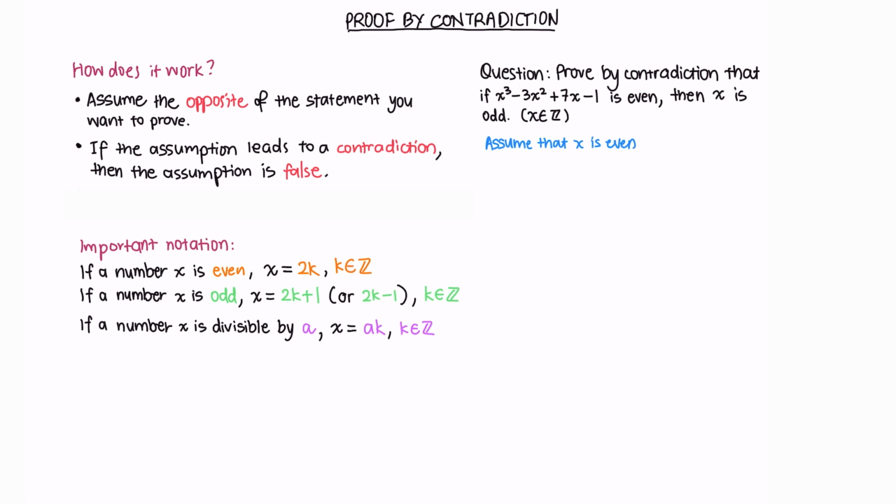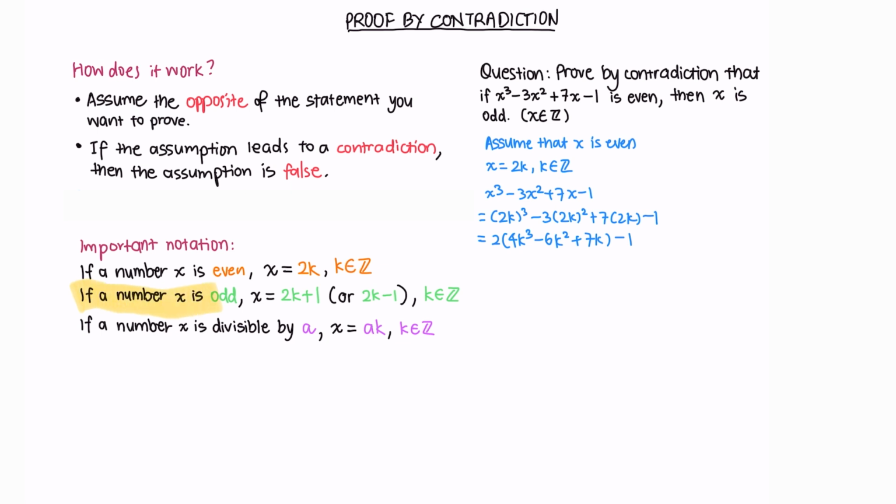And again, if a number is even, we're going to say that x = 2k, where k is an integer. In order to find a contradiction, our only hope is to use the condition where x³ - 3x² + 7x - 1 is supposed to be an even number. So maybe we can find a contradiction with that. Let's say we substitute 2k in, and after you do a little bit of simplification, you should get something in the form of this. And can you see something special about this?